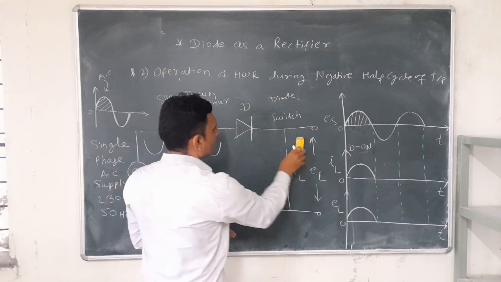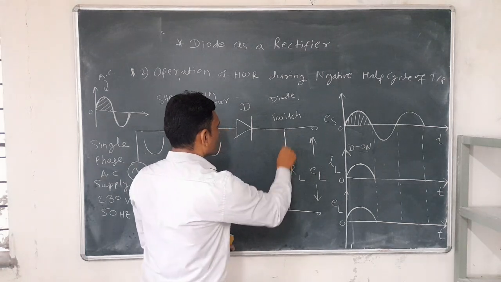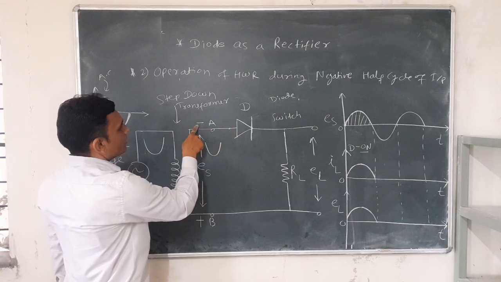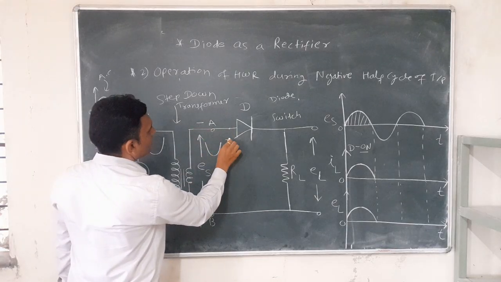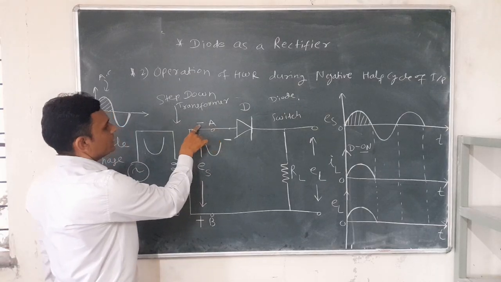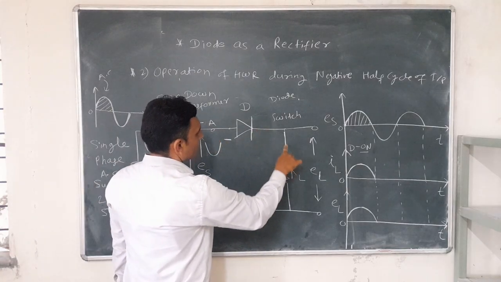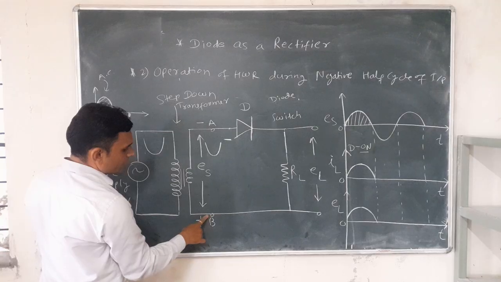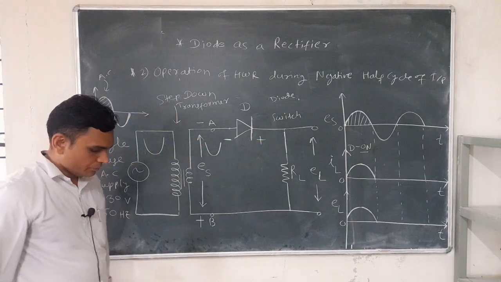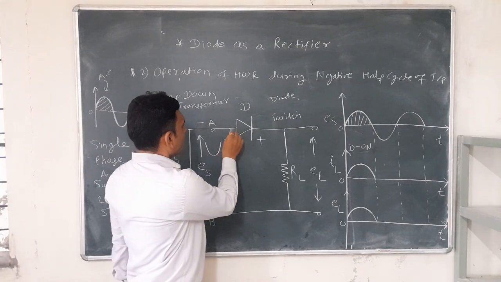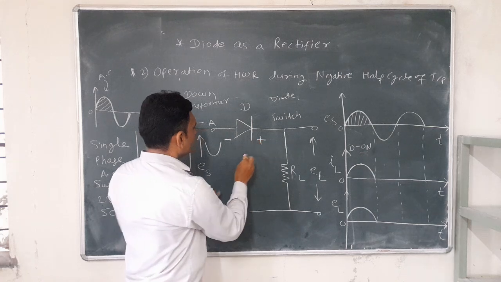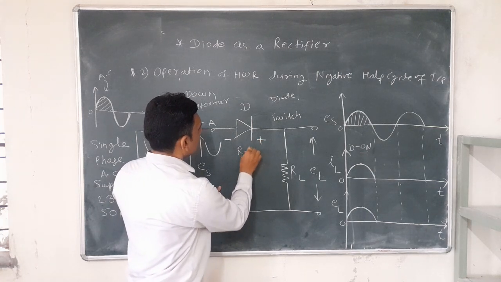If we consider the diode, the anode terminal of this diode is negative. Here the anode is negative because the anode is connected to point A, and point A is negative. The cathode is connected to point B, and B is positive, therefore the cathode terminal is positive. We know that when the anode is negative and the cathode is positive, the PN junction diode is reverse biased.